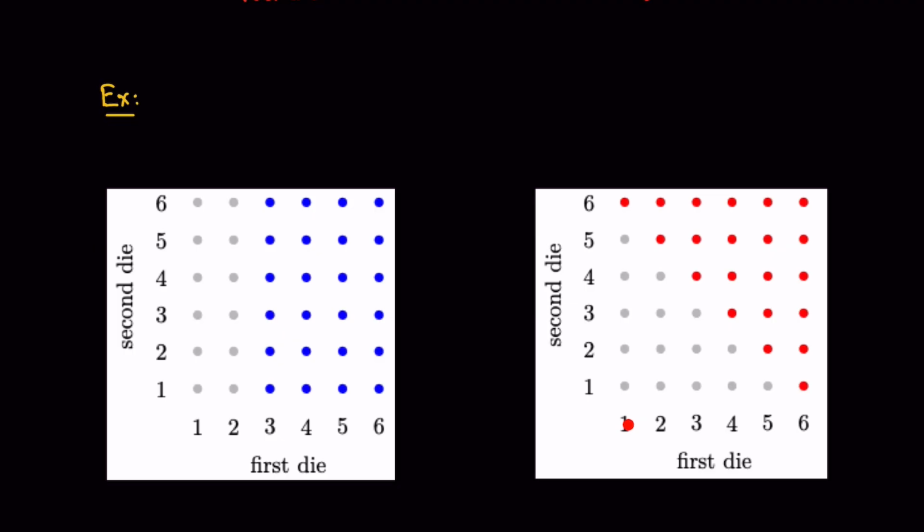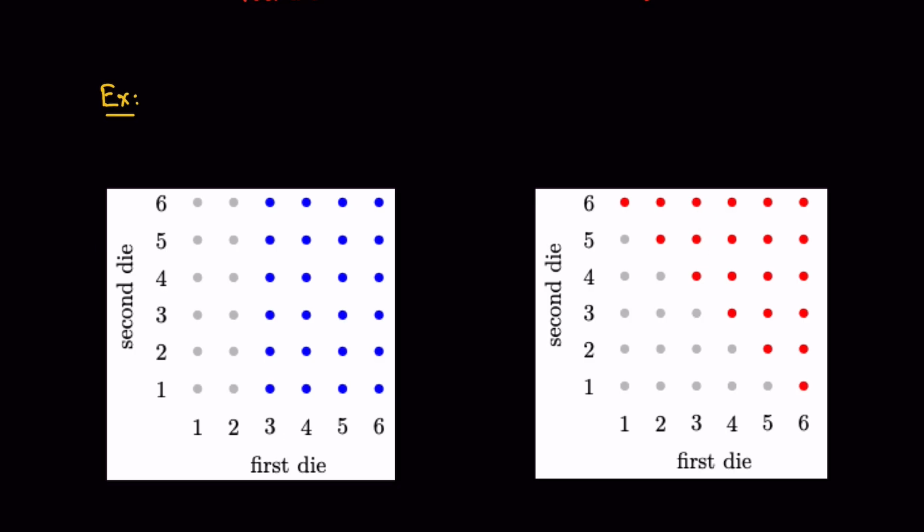So the first die is 1, the second die is 6. So you got one outcome there. The first die is 2, the second die is 5 and 6. So you have two outcomes here. The first die is 3, and the second die is 4, 5, and 6. So you have three outcomes, so on and so forth.